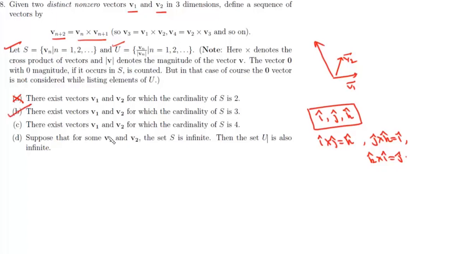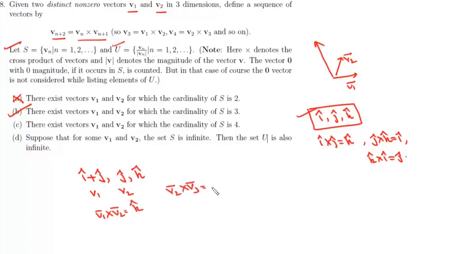Now the next one is, there exist vector V1 and V2 for which cardinality is 4. Now for this case also, we'll use this fact. So what we'll do is, rather than taking them as I, J and K, we'll take these vectors as some combination, say I plus J and then J and K. Now this is your V1 and suppose this is V2. Now V1 cross V2 is I cross J plus J cross J. J cross J is 0. So we'll get this as K.